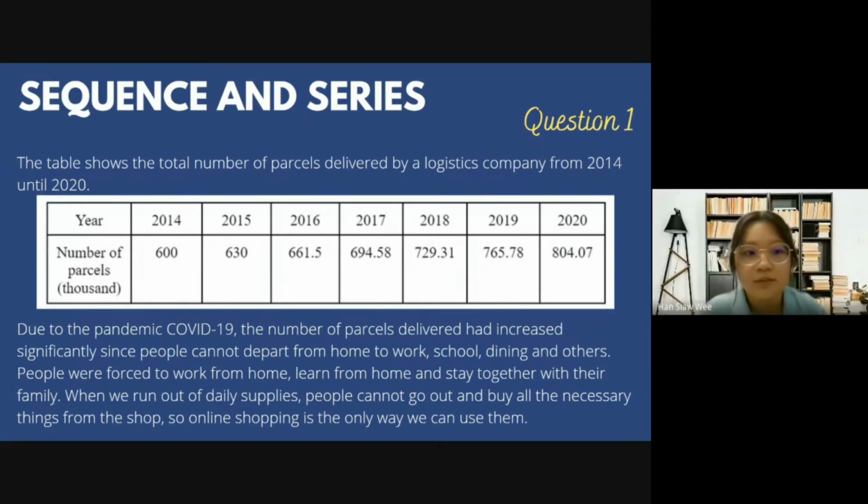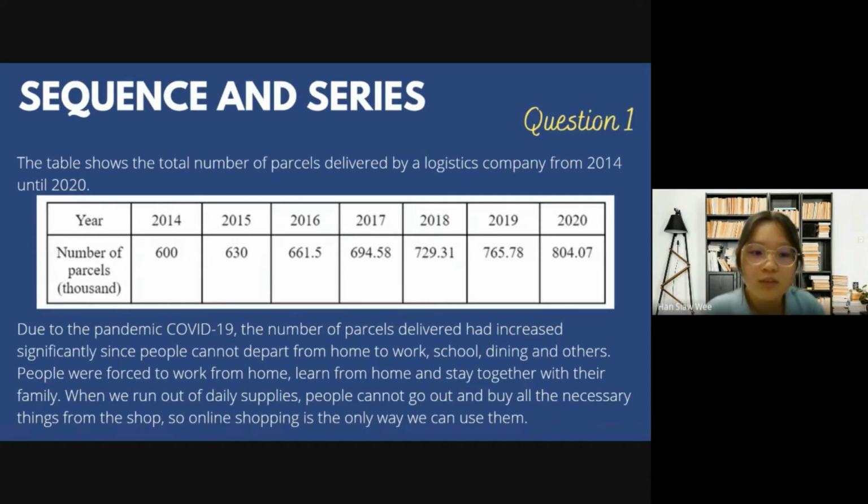Okay, now I will present the question of sequence and series. The table shows the total number of parcels delivered by a logistics company from 2014 until 2020. Due to the COVID-19 pandemic, the number of parcels delivered had increased significantly since people could not leave home to go to work, school, dining, and others. People were forced to work from home, learn from home, and stay together with their family.